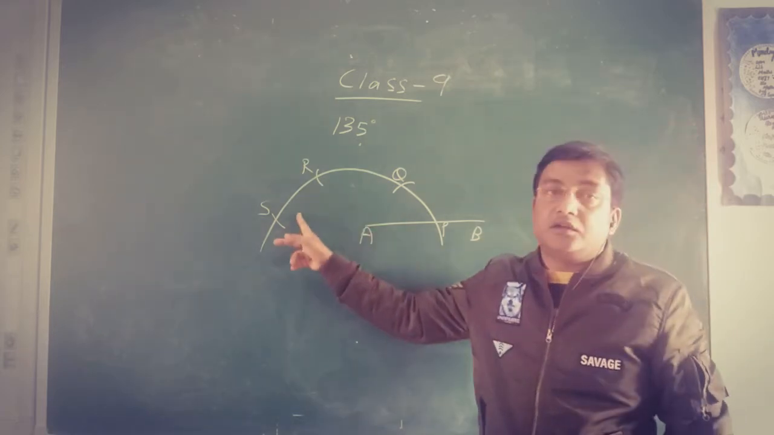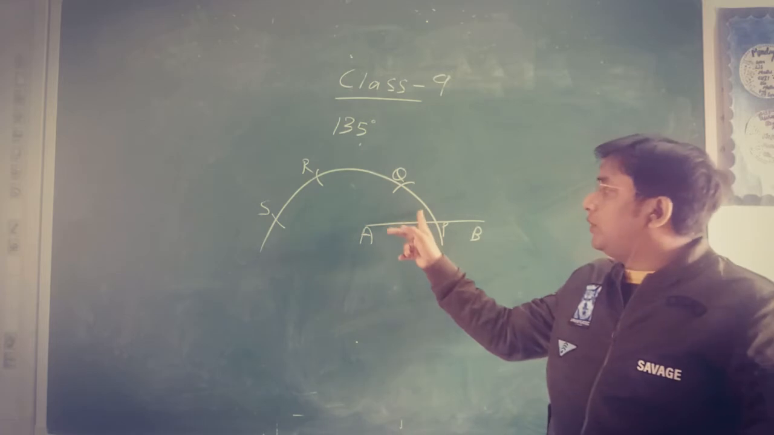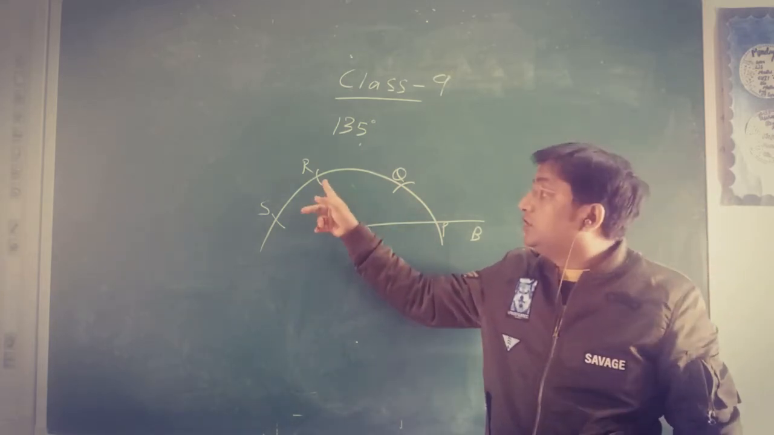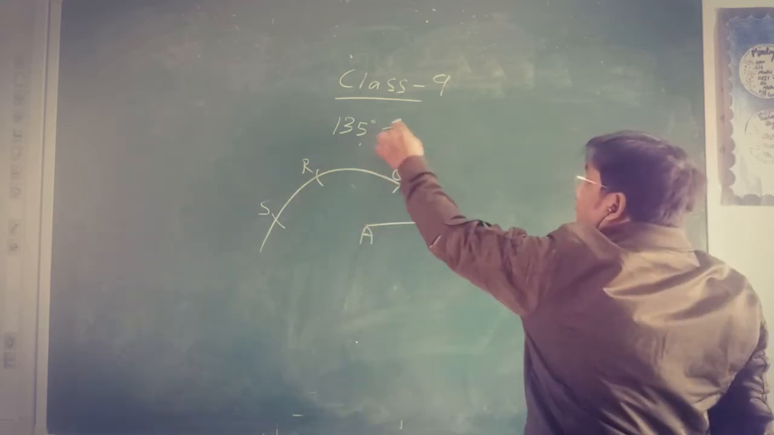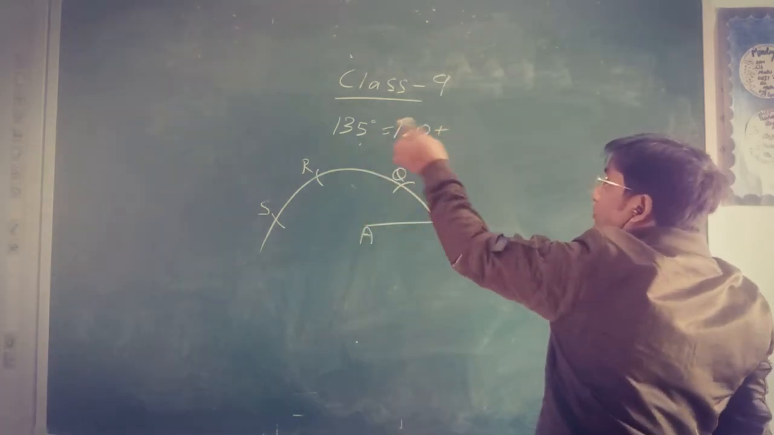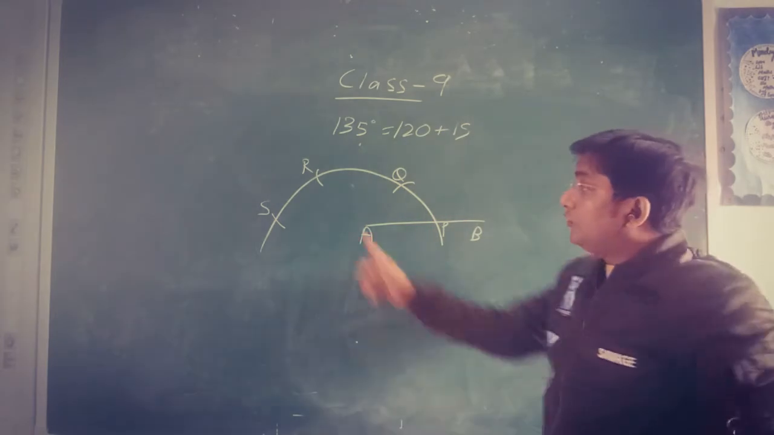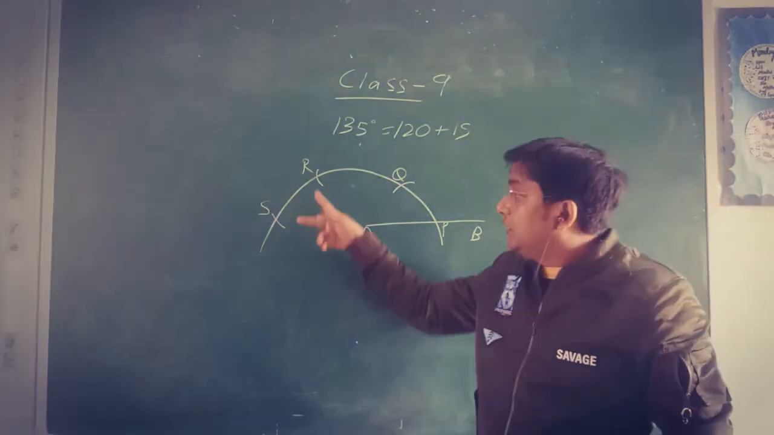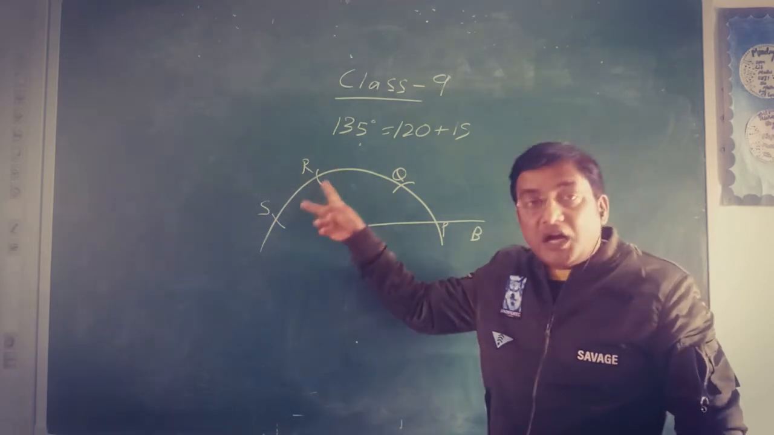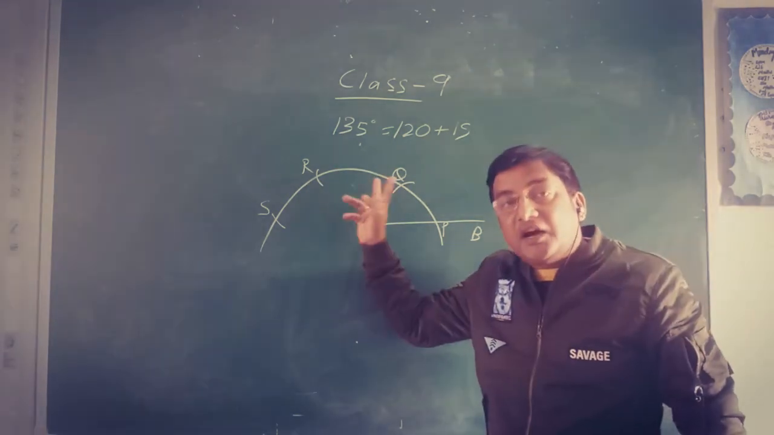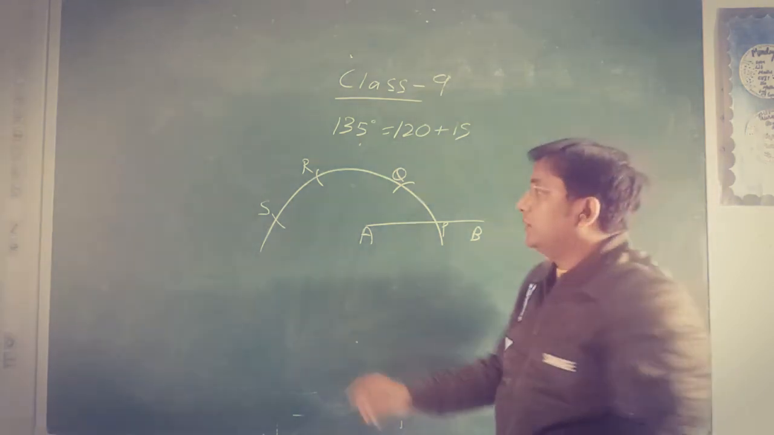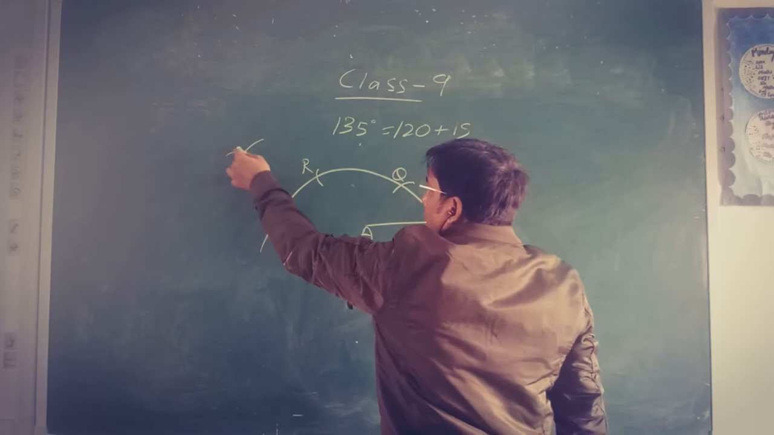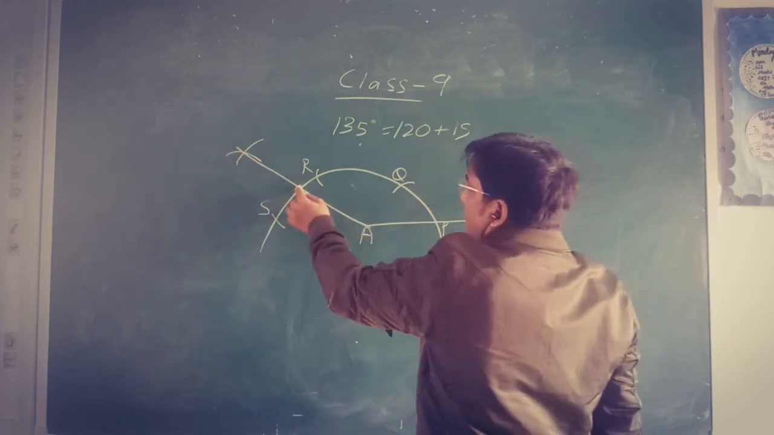Between S and R. So don't think about this point, just work on this. This is 120, remember. And how much more do you want? 15 degree. So after R you want 15 degree more. This is 60 degree. Half of 60 is 30, then half of 30 is 15. From R, from S, this is to be T.